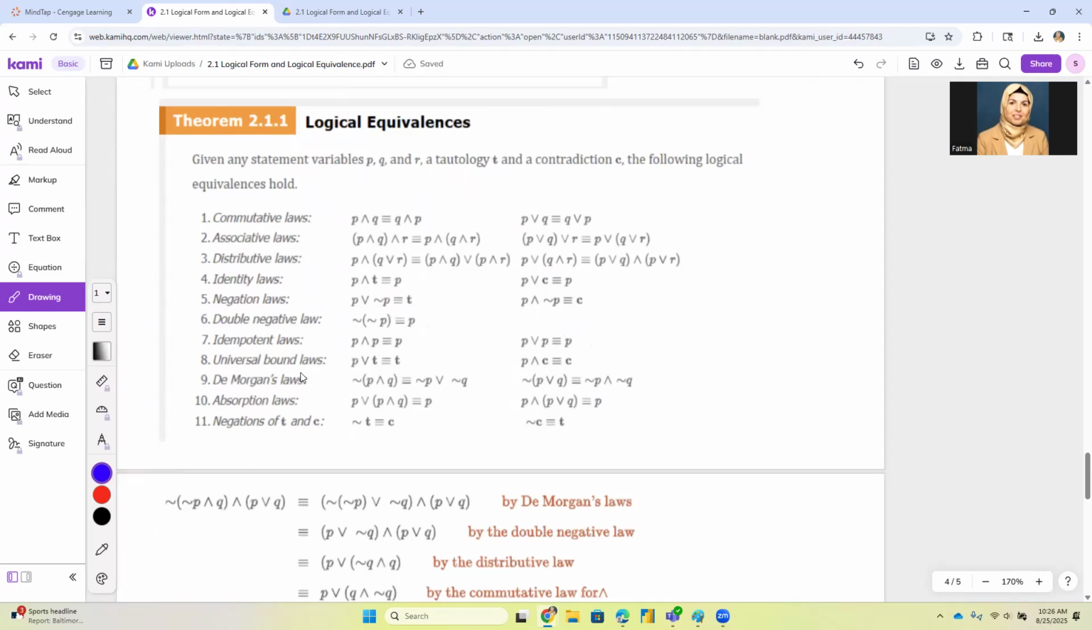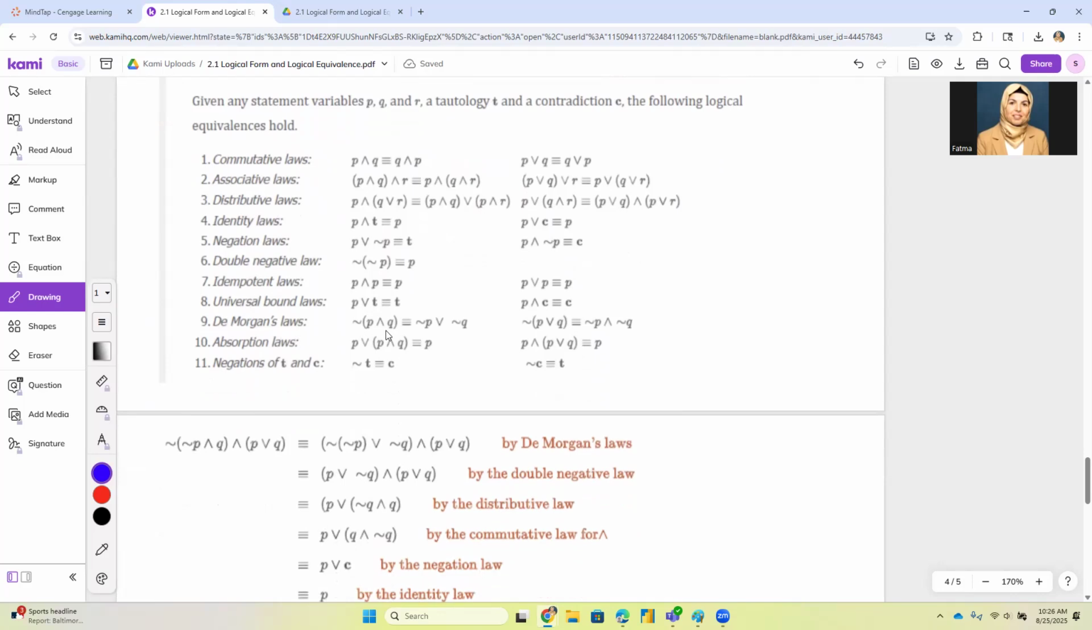And then we have the universal bound laws. If you OR the P by a tautology, you will get the tautology. If you AND the P with a contradiction, you will get the contradiction.